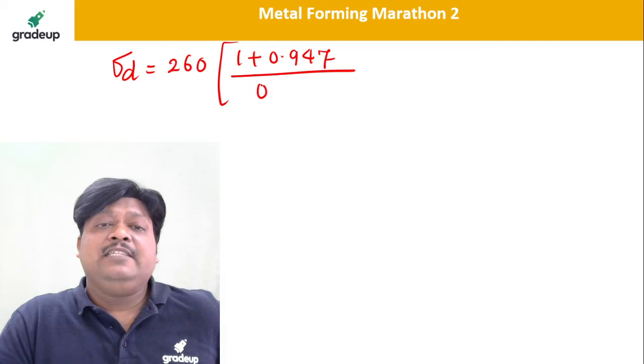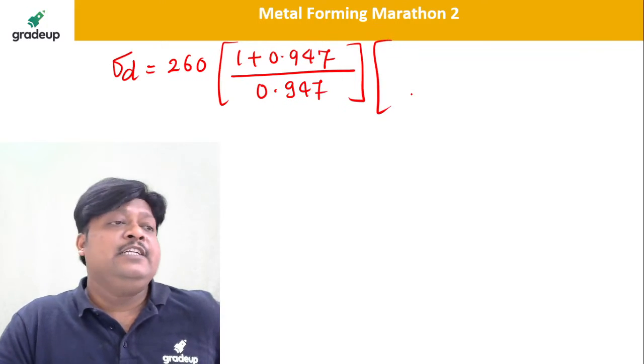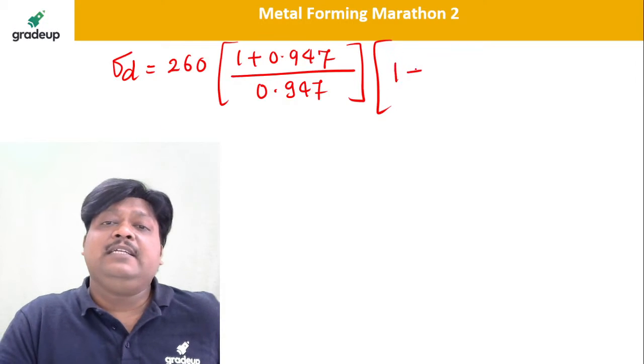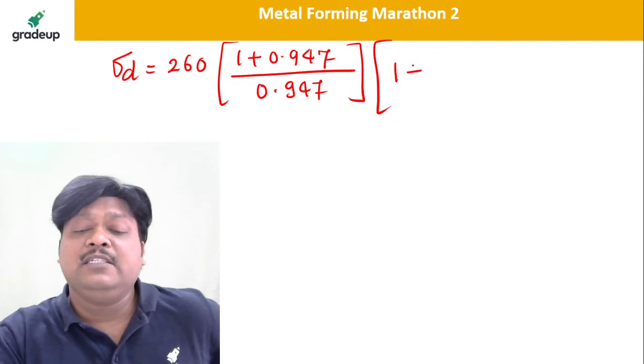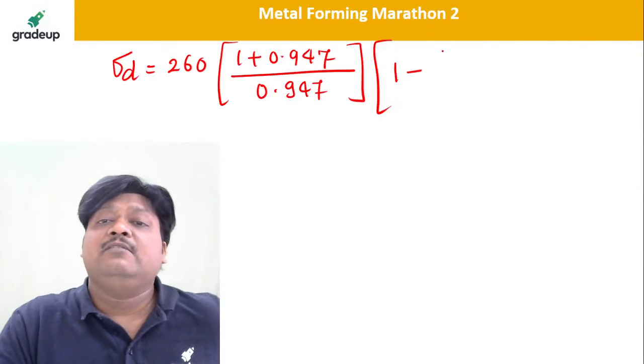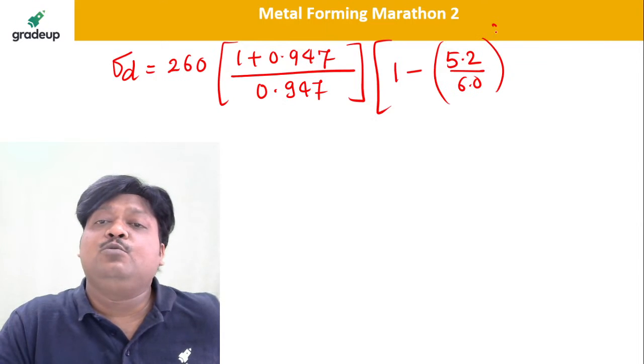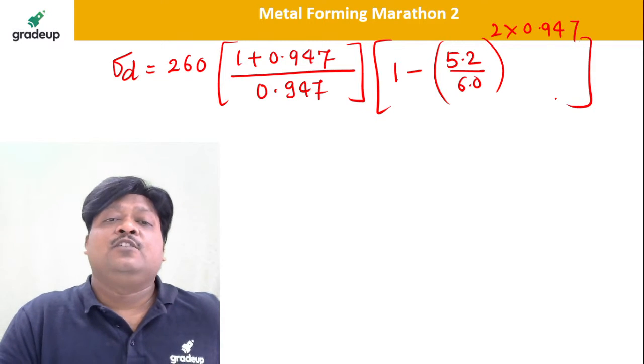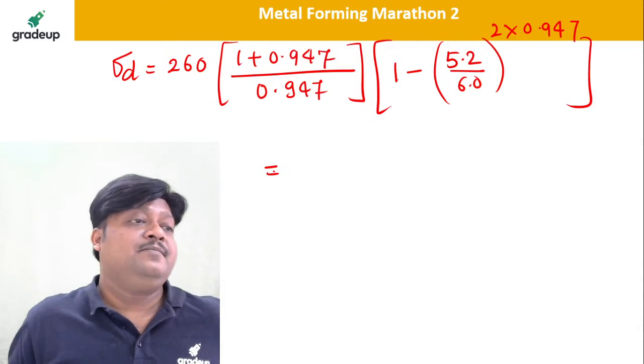Divided by b, which is how much? 0.947. Into bracket 1 minus, what is d final? D final is 5.2 divided by d original 6.0 to the power 2b, into 0.947. So over, tell me the answer.